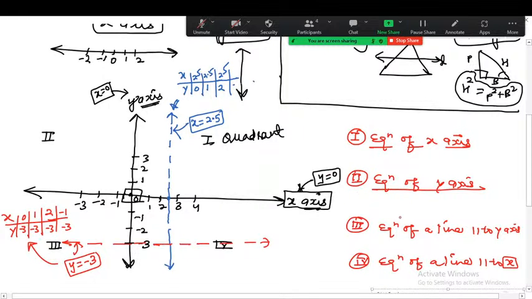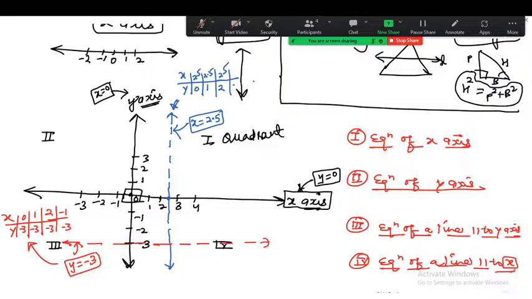These are different things that I have just explained, and I want you to tell me the first thing, equation of x-axis. Tell me the equation of x-axis. That is y equals 0. Exactly. Equation of x-axis is y is equal to 0.